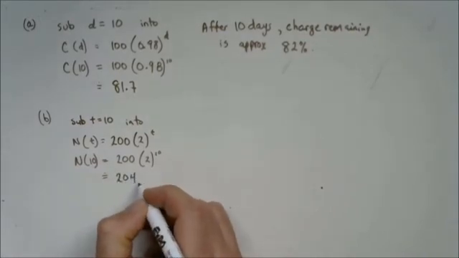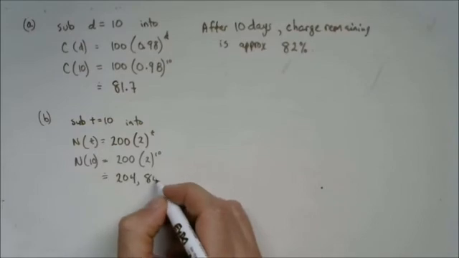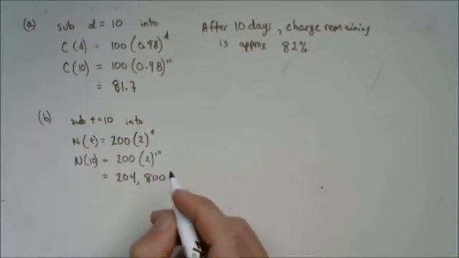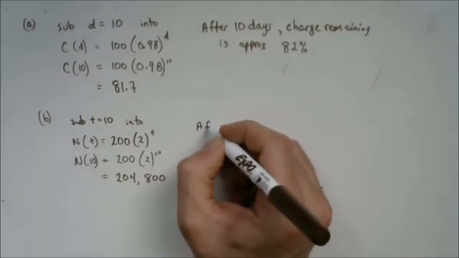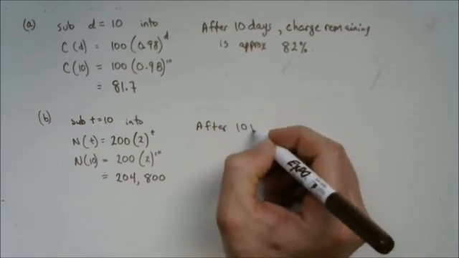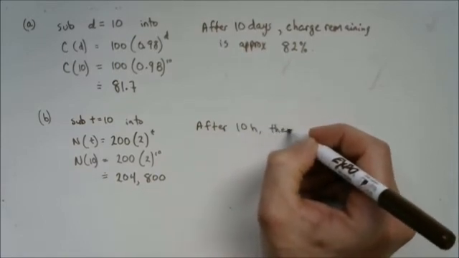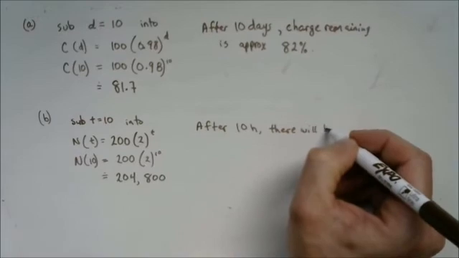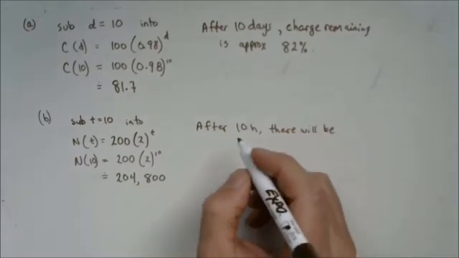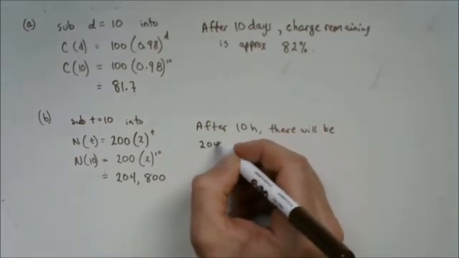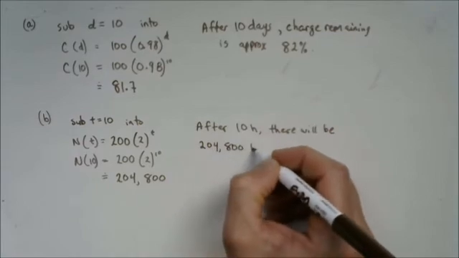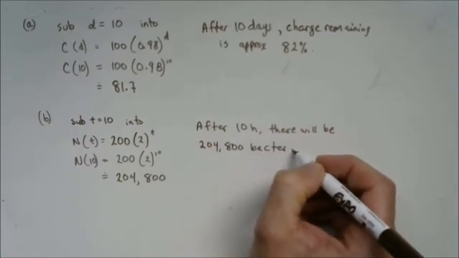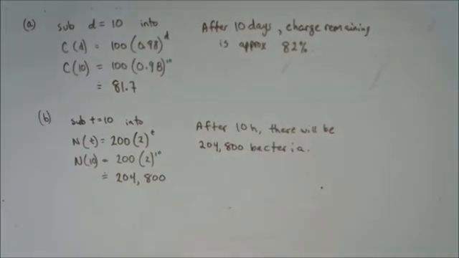That would be 204,800 bacteria. So after 10 hours, there will be 204,800 bacteria. Now, is this discrete or continuous?